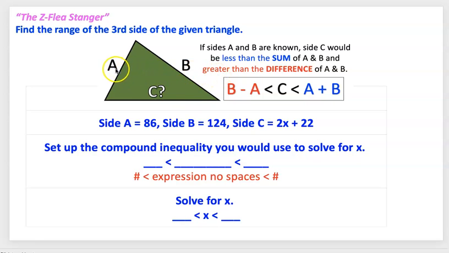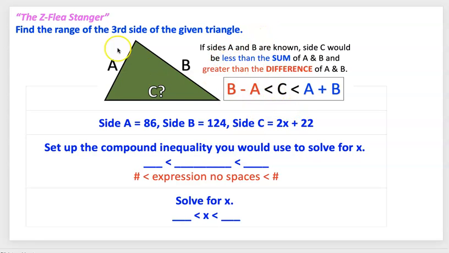So here's what I'm going to do. I'm going to give you A, I'm going to give you B, but I'm going to give you C as an expression with algebra, and then you've got to set this up. So the third side C is going to be less than the sum, but it's going to be bigger than the difference. We'll explain more of that in geometry. All right, here we go.